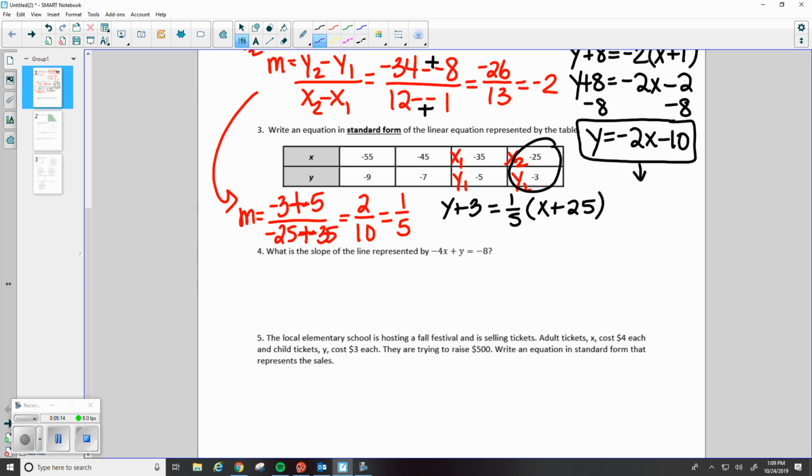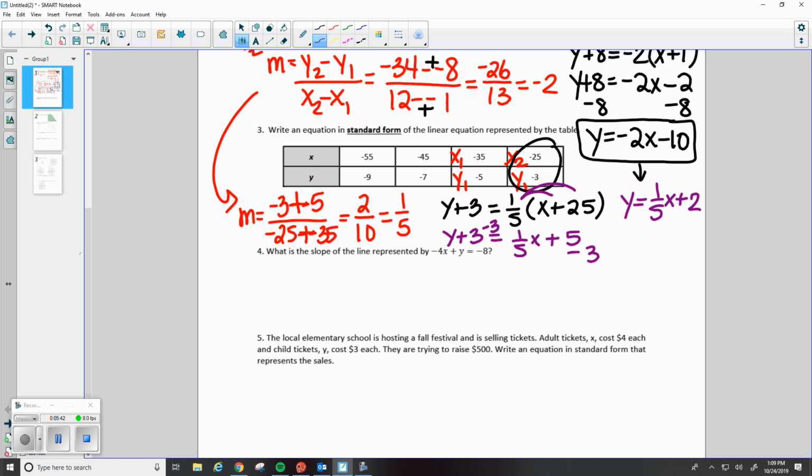Then I'm going to distribute. So that 1/5 goes to both pieces, so this is y plus 3 is equal to 1/5 x plus, 1/5 of 25 is going to be 5. And then you're going to want to subtract the 3 on both sides. So I get y is equal to 1/5 x plus 2.